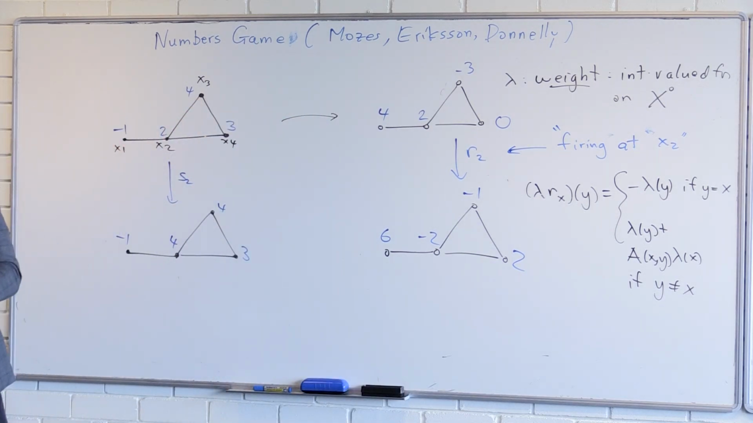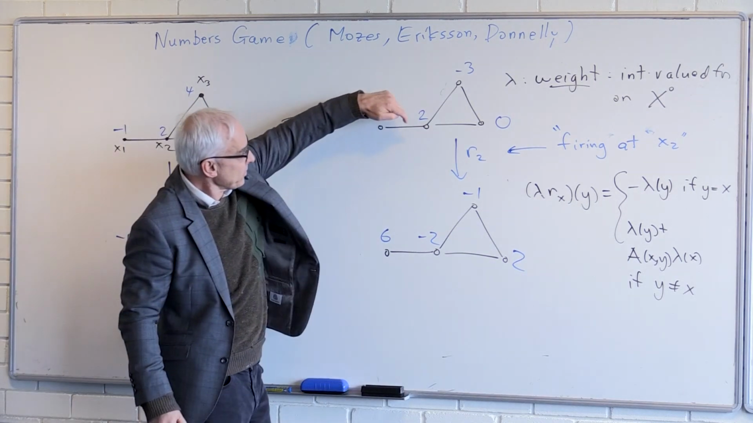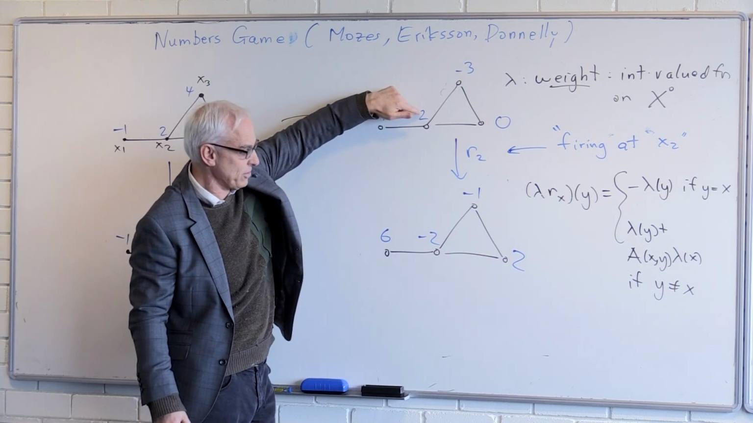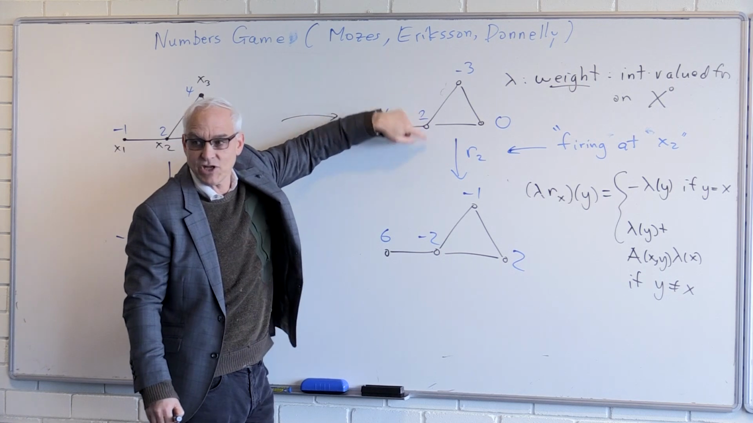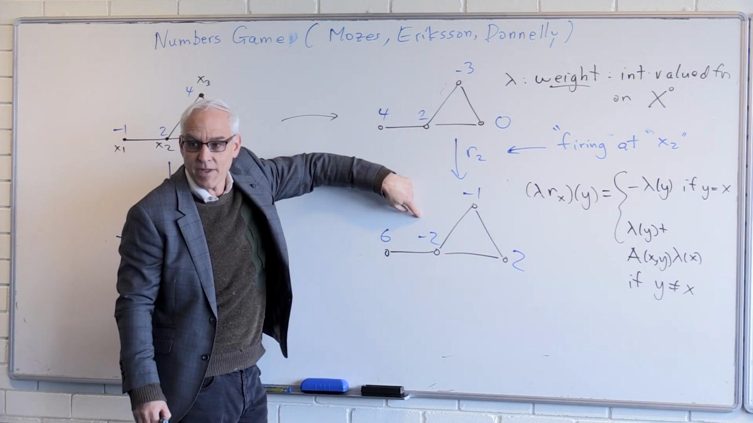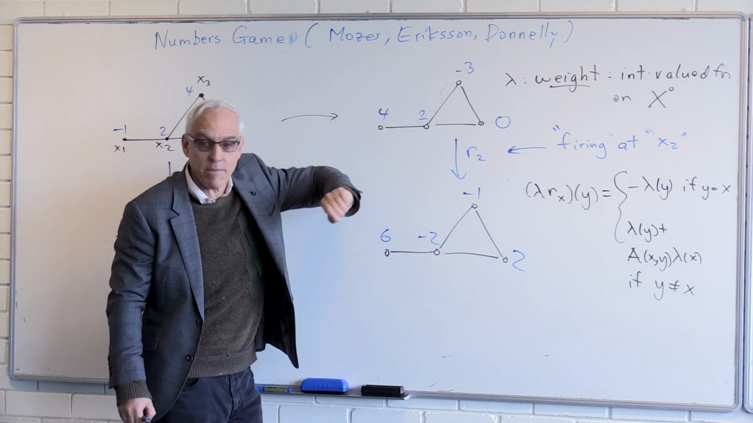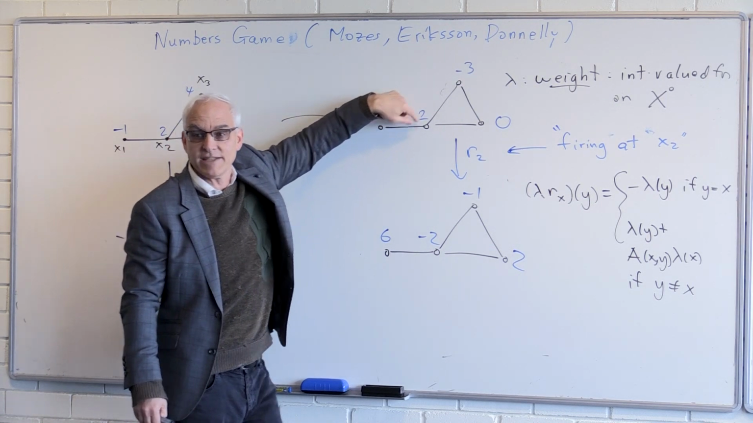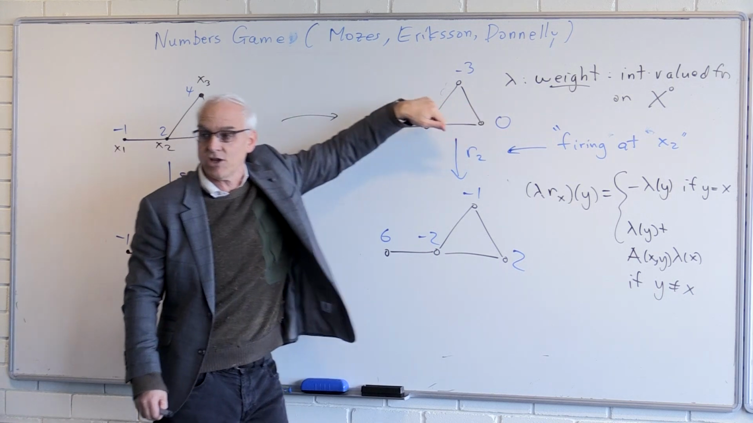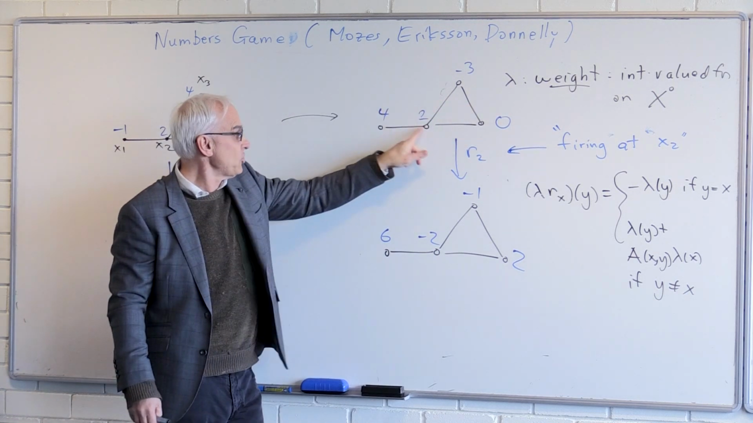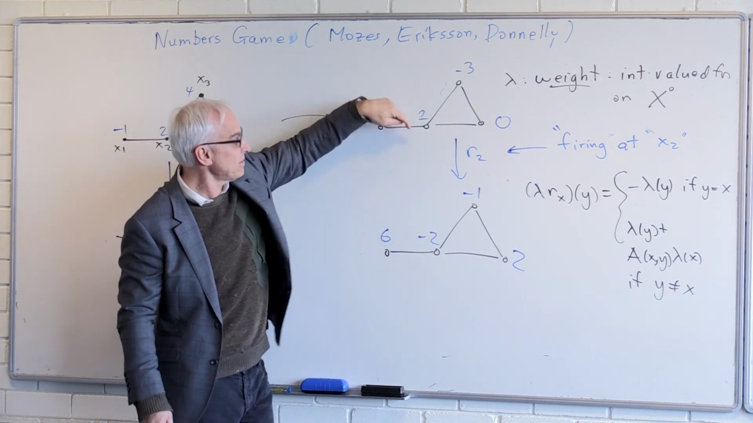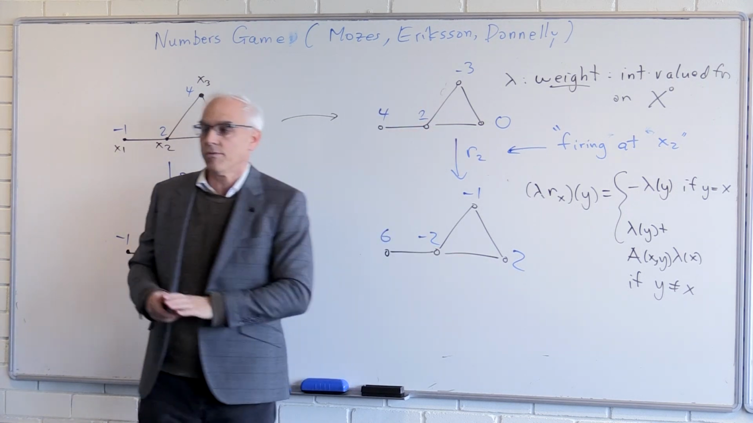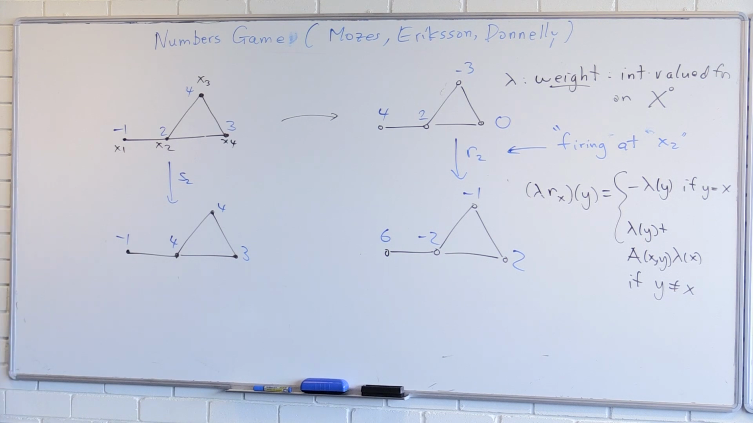So what happens? If we fire at node 2, then the population, or the weight, at 2 changes to its negative. And concurrently, at the same time, the original weight here is replicated and sent to each of its adjacent neighbors. So this 2 gets sent to 4 to give us 6, the 2 gets sent to the -3 to give us -1, the 2 gets sent to 0 to give us 2.